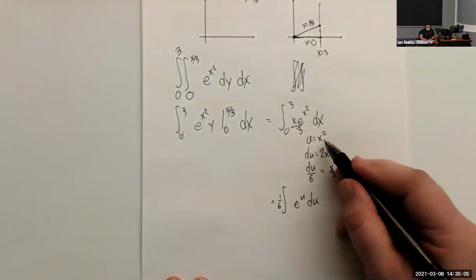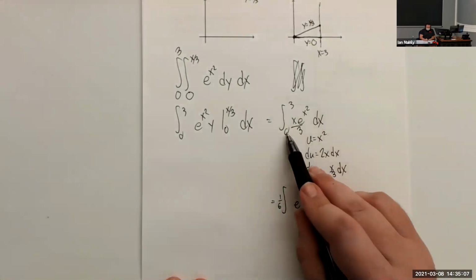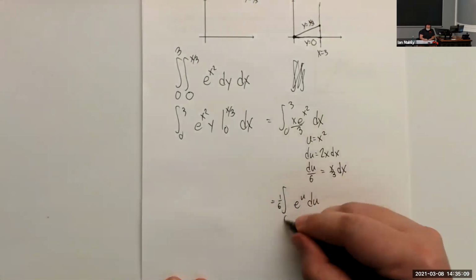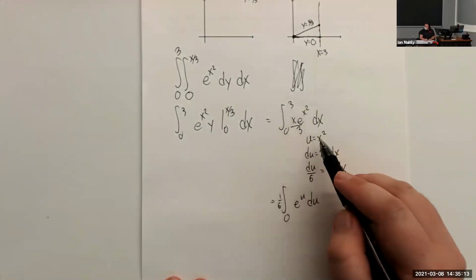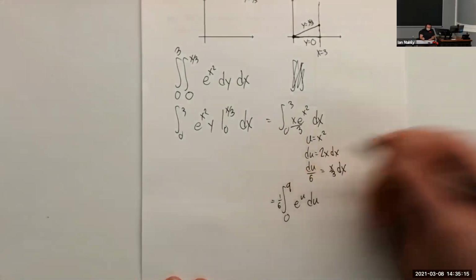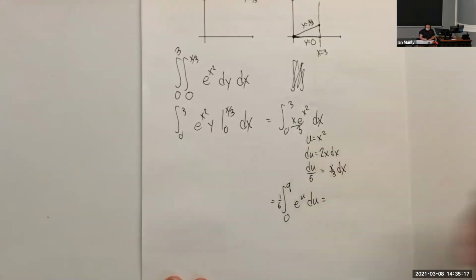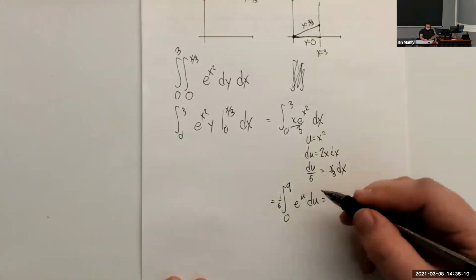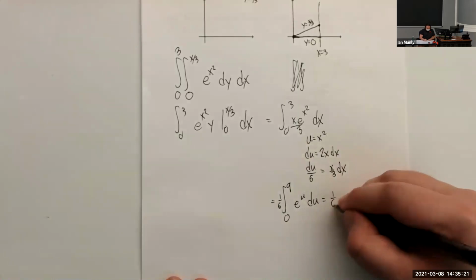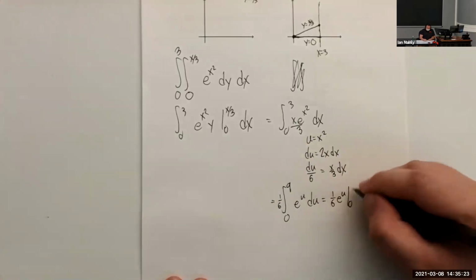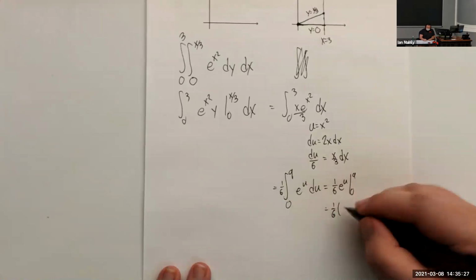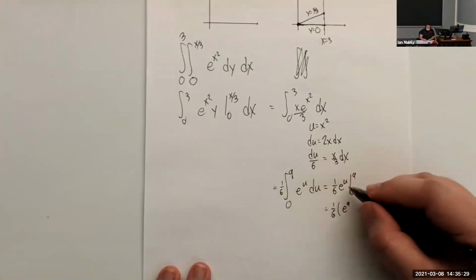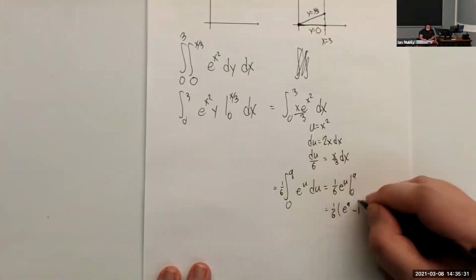And then what will my new bounds be? Let's see. If I plug 0 in for this, I get 0. And if I plug 3 in for this, I'm going to end up getting 9 right here. All right, so what do we get here? Well, the integral of e to the u is e to the u from 0 to 9. So we end up with 1/6. If I plug 9 in here, I have e to the 9th. If I plug 0 in here, I'm going to get 1.